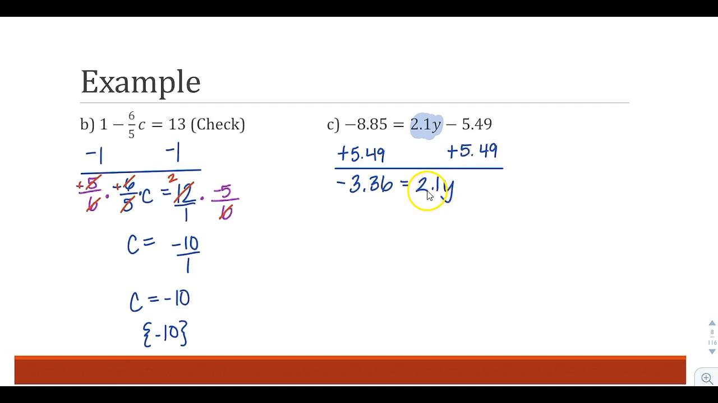Then I have 2.1, not negative 2.1, 2.1 times y. So I'm going to divide both sides by 2.1. The inverse of this multiplication is division. So dividing both sides by 2.1, I end up getting negative 1.5 is equal to y. So my answer is negative 1.5. And although we're not told to check our answer, we absolutely could. We can go back in and substitute negative 1.5 into y and perform the order of operations to make sure that the left side equals the right side.